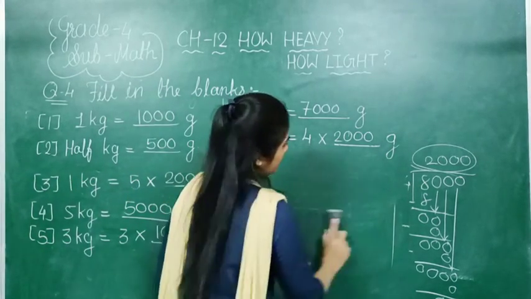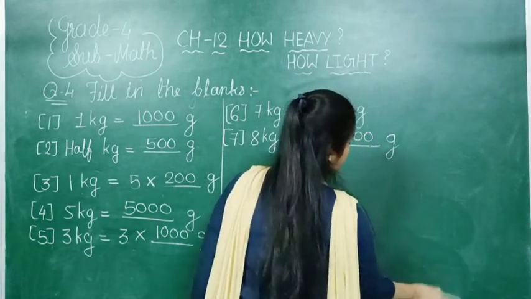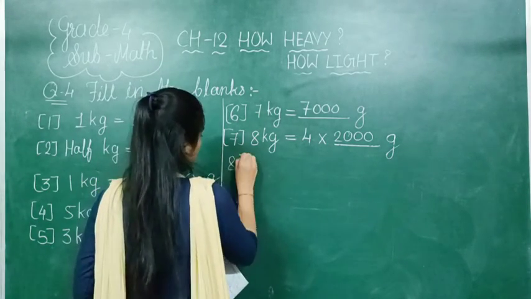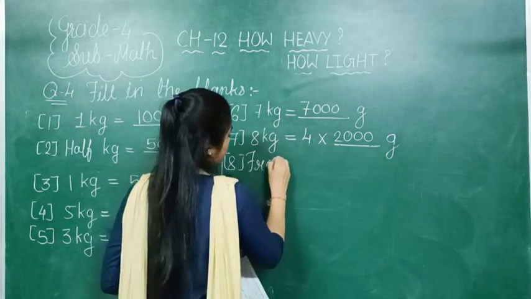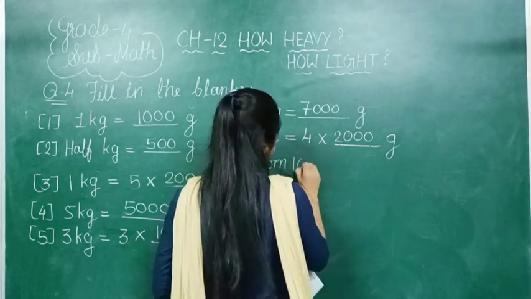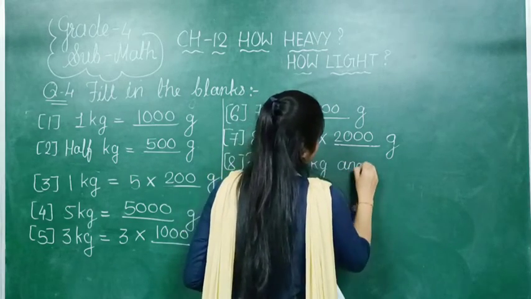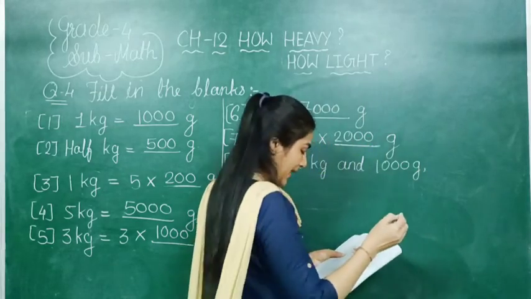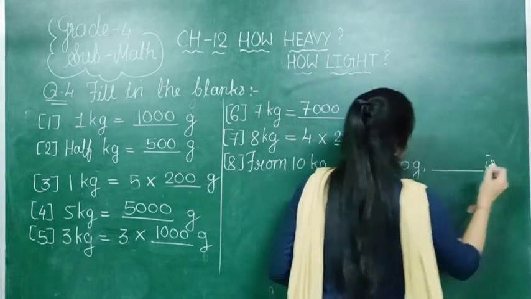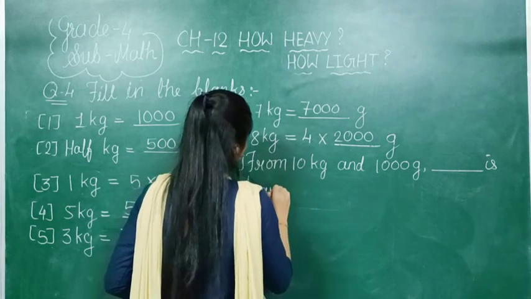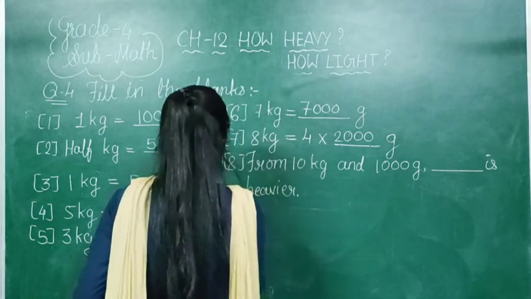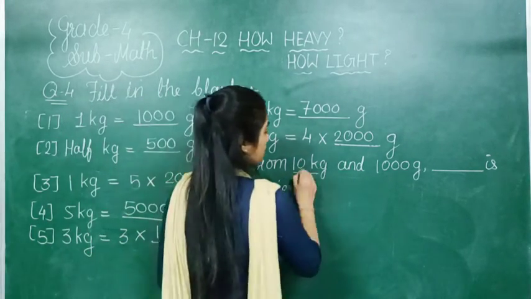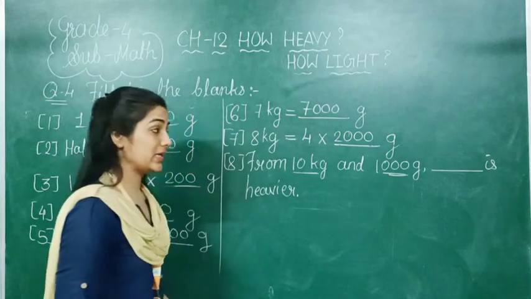Now the last 3 fill in the blanks. Number 8. Number 8 is very easy. See, from 10 kg and 1000 gram, blank is heavier. This is your question number 8. See, from 10 kg and 1000 gram, blank is heavier.